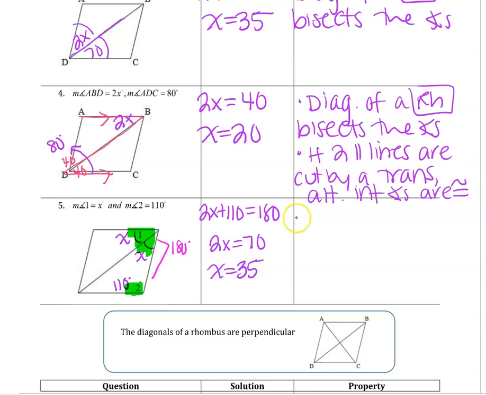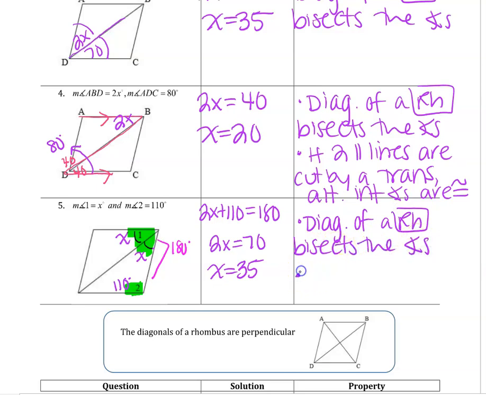Now again, my justifications, there's two here. One is that the diagonal of a rhombus bisects the angles. And the second is the fact that I was able to use consecutive angles in our shape. So I'm going to write consecutive angles of a rhombus are supplementary.